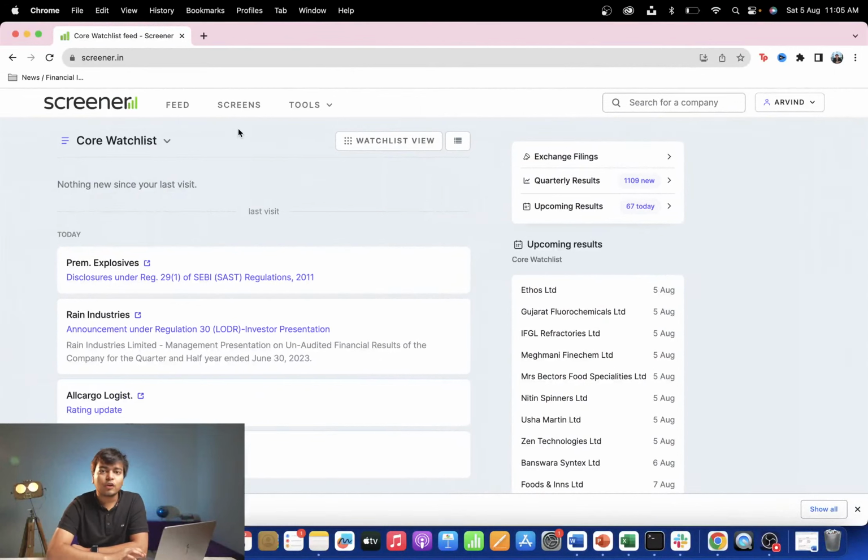Alright, so we have the screener.in platform here. As you can see, we have the feed here, we have screens, we have tools here. And there are a plethora of things that screener.in provides. You can see there are approximately 1100 quarterly results that have been announced recently. You can have a go at those quarterly results of all the 1100 companies at Screener. Screener also tells you about the upcoming results of the various companies, the quarterly results. So that is something that you can look at.